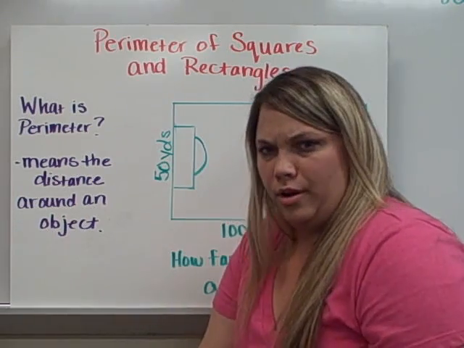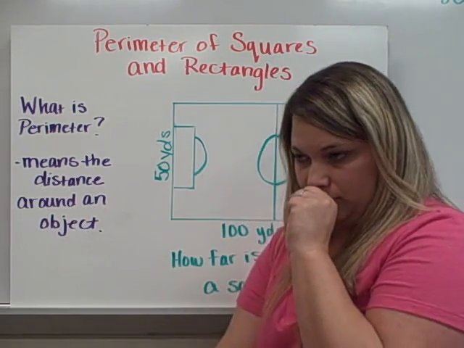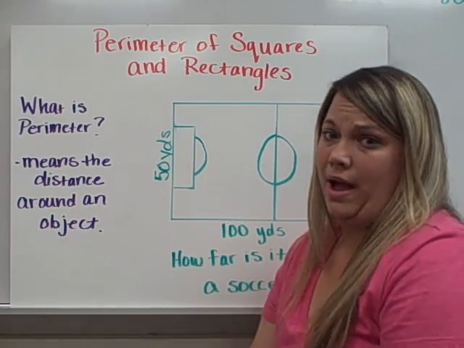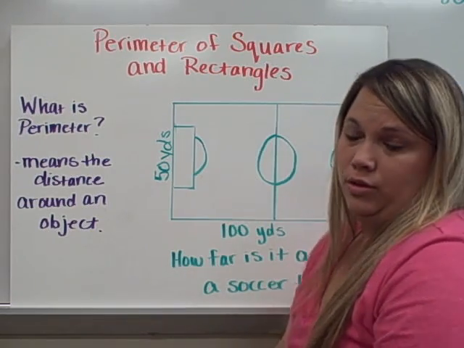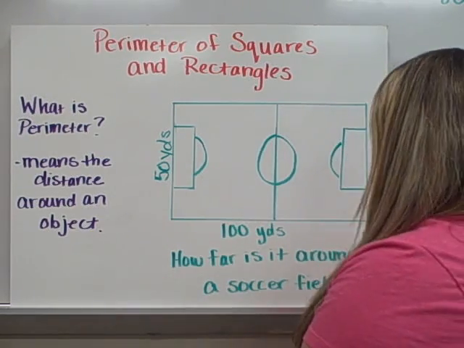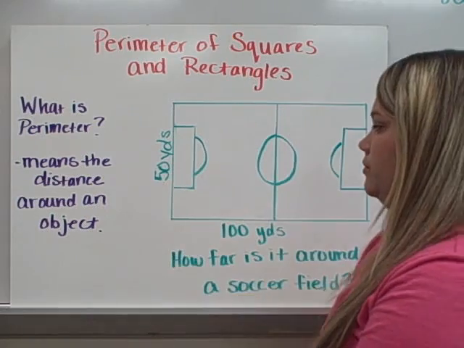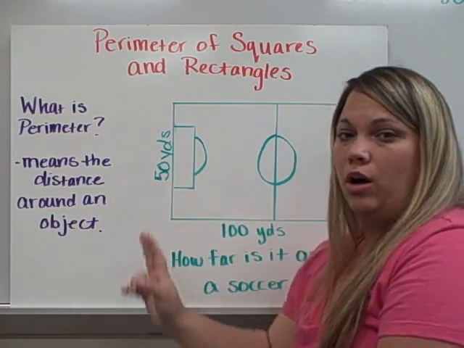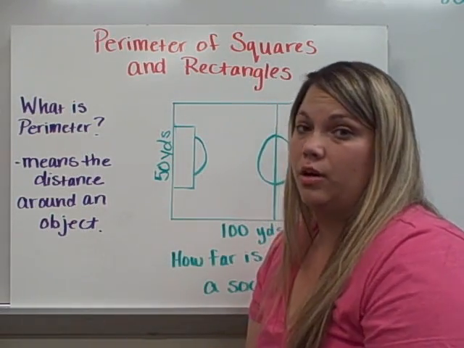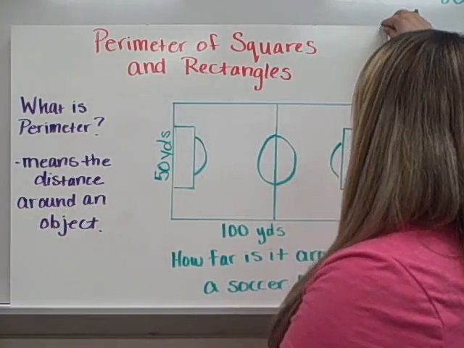So perimeter, back to perimeter. It means how far is it around this soccer field? So if I was going to walk around this soccer field, however far I walked is the perimeter of the soccer field.